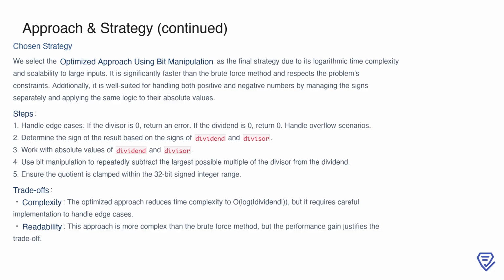The steps for this strategy include handling edge cases like division by zero or overflow, determining the sign of the result, and working with absolute values to simplify the calculations. The heart of the method involves repeatedly subtracting the largest possible multiple of the divisor from the dividend using bit manipulation. Finally, the result is clamped to ensure it fits within the 32-bit signed integer range.